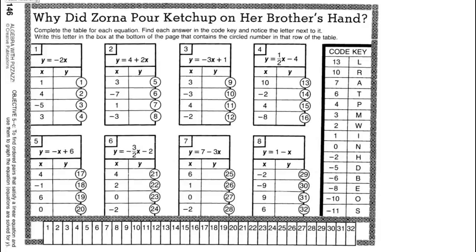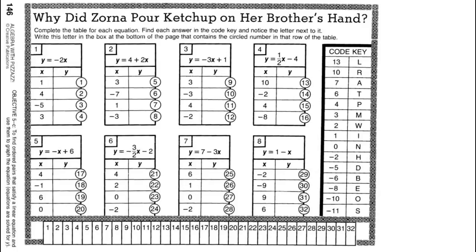Alright everyone, this is the last video of the day. We're going to work on this handout. You should have this one in front of you, and you also need a scratch paper. Okay, so the question for this handout is, why does Zona pull ketchup on her brother's hand?